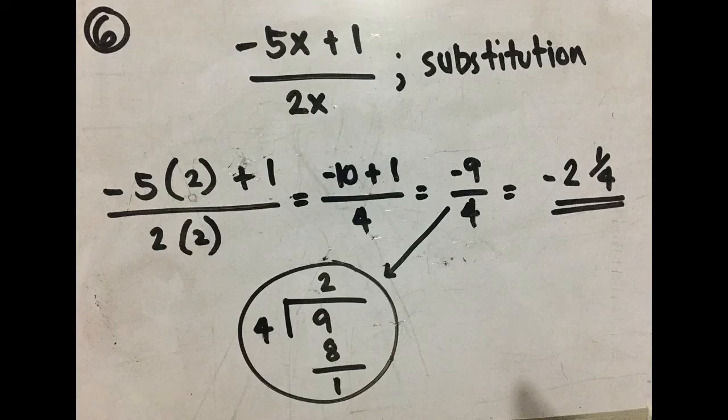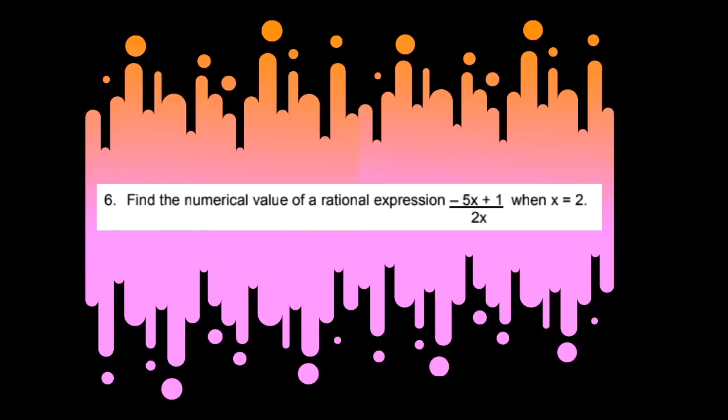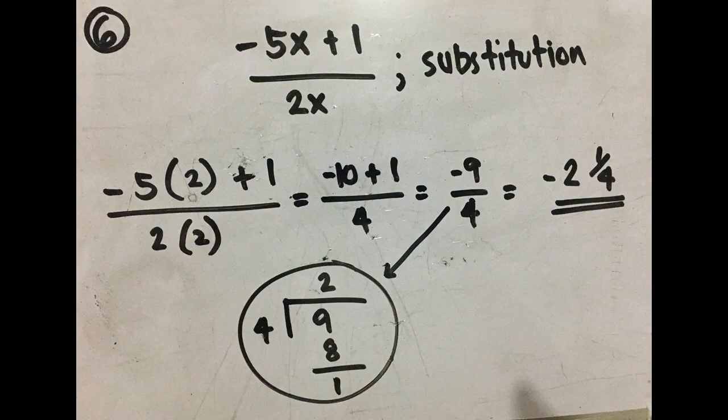Now, this is just a simple form of substitution. You just have to substitute the value of x into the expression. So negative 5 times 2 plus 1 over 2 times 2. It becomes negative 10 plus 1 over 4. That's equal to negative 10 plus 1 is negative 9, over 4. Then we just have to simplify this fraction.